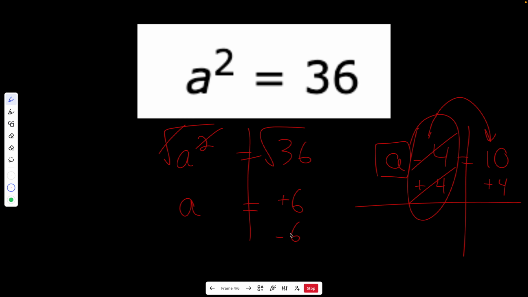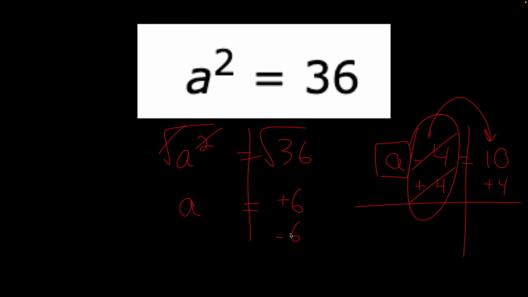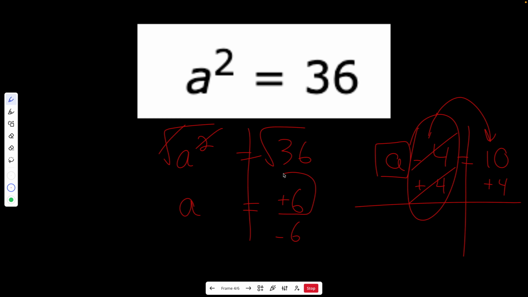Negative 6 times negative 6 will also give me positive 36. So your calculator is only going to give you the positive version. Make sure you also include the negative version. Sometimes in math, we will simplify that answer and just write plus or minus 6, like this. This means positive and negative 6.